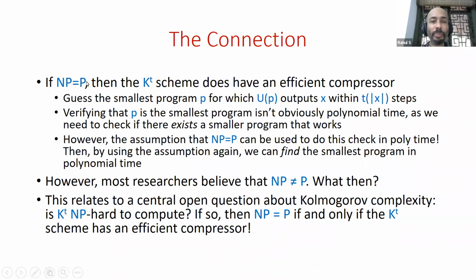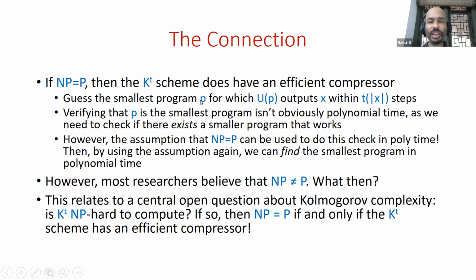If NP equals P, then we can show that the scheme does have an efficient compressor. The way you do that is you guess the smallest program p for which U of p outputs x within T of size of x steps, and then verify that it's the smallest. If we could do this verification in polynomial time, then we could just use the assumption NP equals P to show that p can be computed in polynomial time.